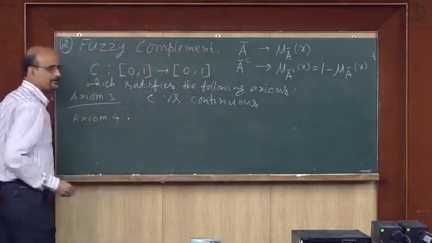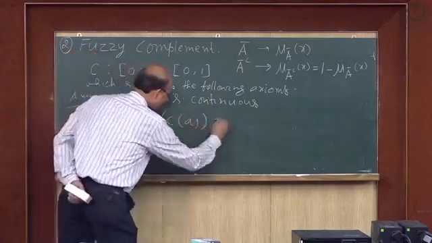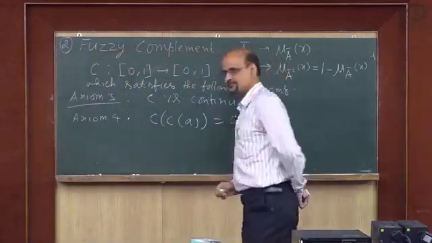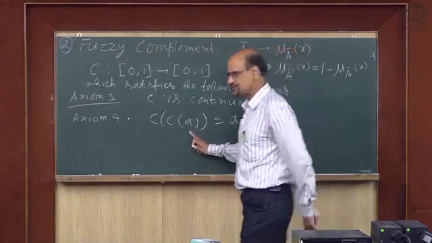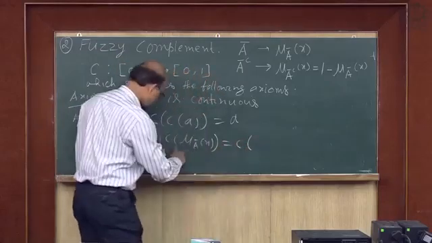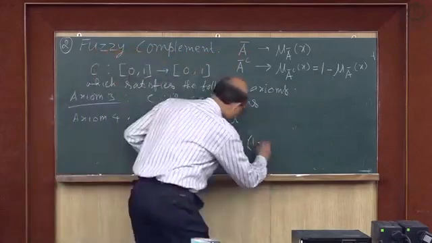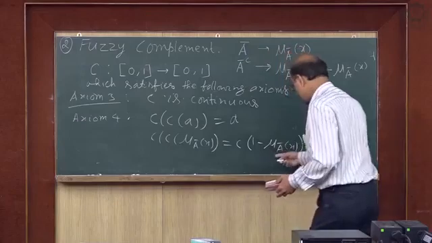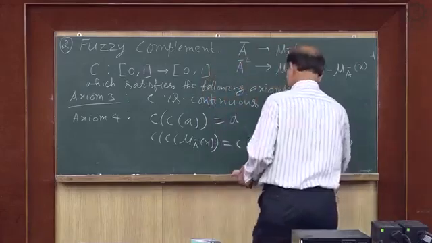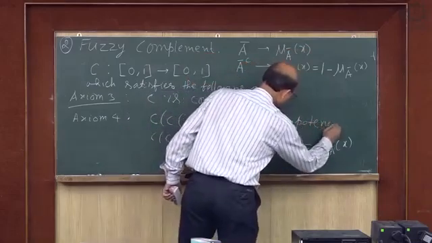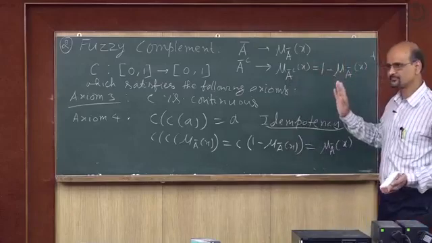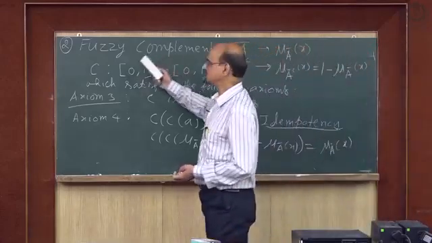Axiom 4: if I take the complement of the complement of A, it should be A. In terms of membership function also, suppose I have C of C of mu A bar x. C of mu A bar x is 1 minus mu A bar x, and if I again take the complement, it will be mu A bar x. This is called idempotency. So, these 4 axioms are for the complement function, which you can see from the definitions. Similarly, we have axioms for fuzzy union also, that we will see next.